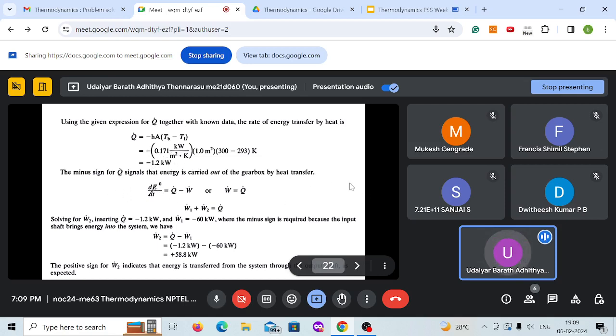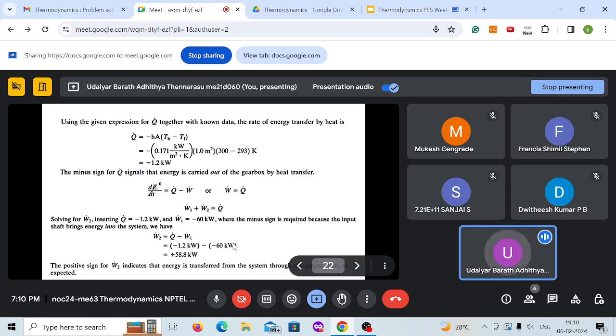So you have to just apply the first law. dE by dt is 0 because there will be no change in internal energy. So net work done will be equal to net heat transfer. Work done is W1 plus W2 and equals heat transfer Q. We know Q, we have found that, it is minus 1.2. W1 is minus 60 because it is coming in. You have to be careful putting in the sign. W1 is coming in, so work done coming in is negative, heat transfer going out is negative, so both are negative. We substitute that, and we can find out W2.